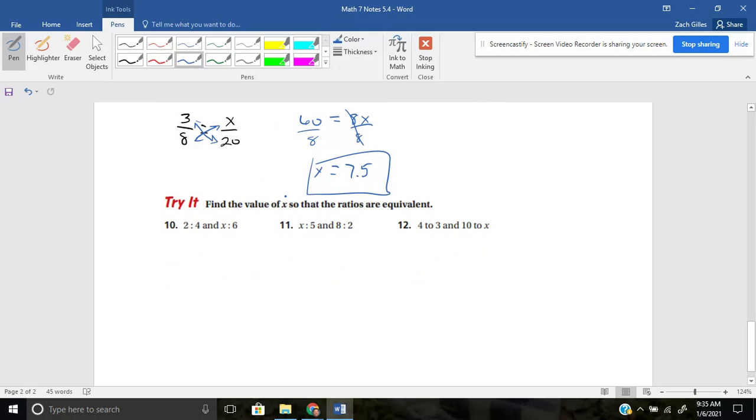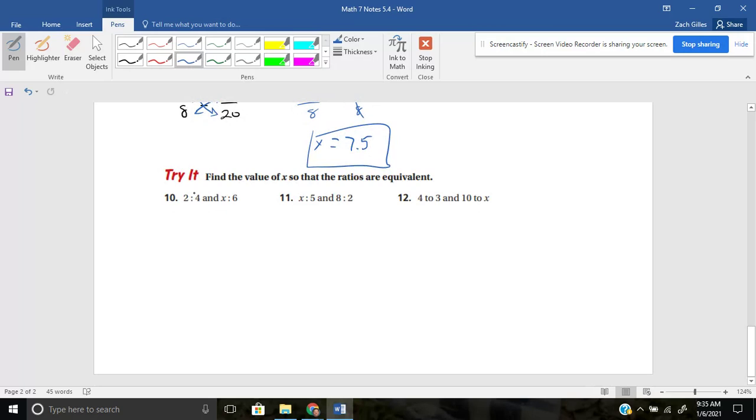All right, finish up this section by pausing to do 10, 11, and 12 for the try it problems here. Right, so we should get 2 to 4 is equal to x over 6. Okay, well, this one I'm just going to use mental math. 2 is half of 4. So what number is half of 6? Well, that would be x is equal to 3. Right? 2/4 and 3/6 would be the same. They both would be simplified to a half.